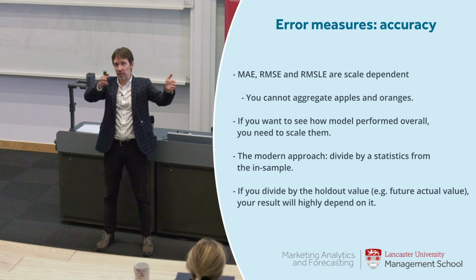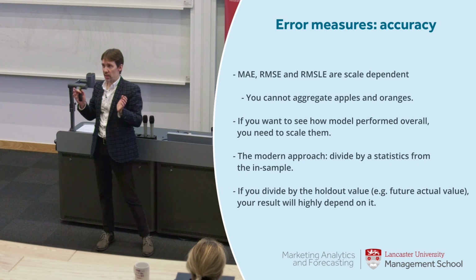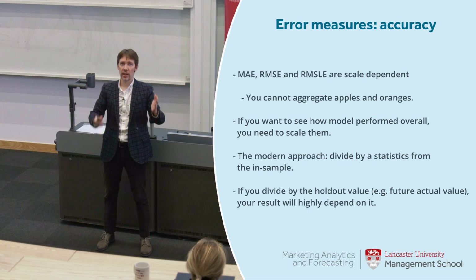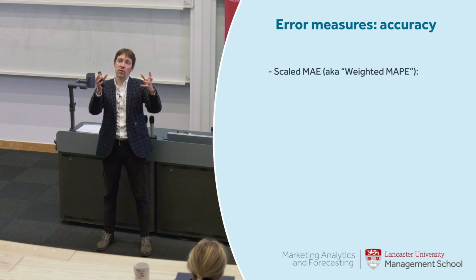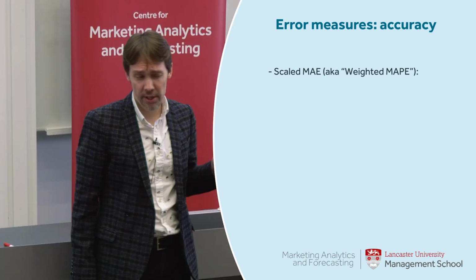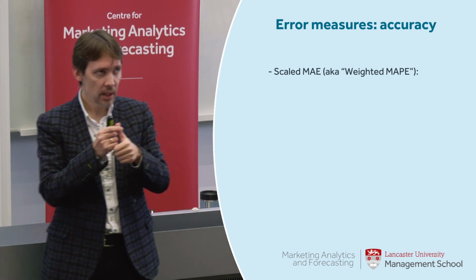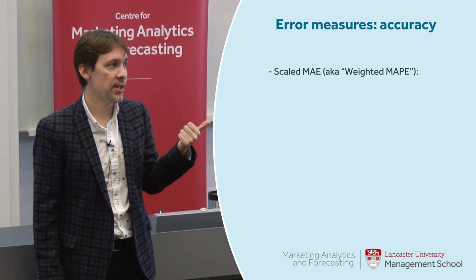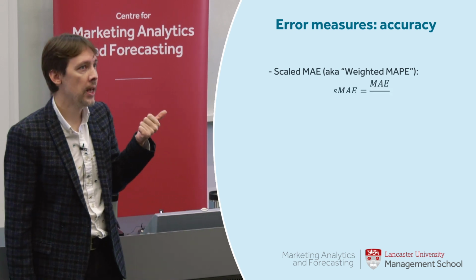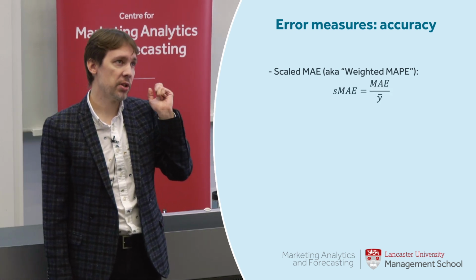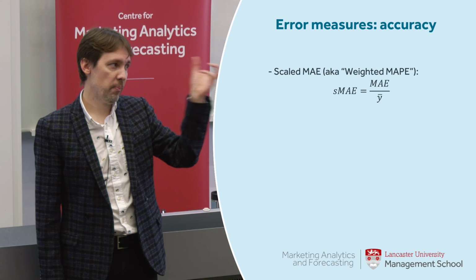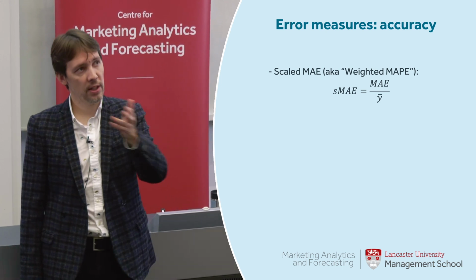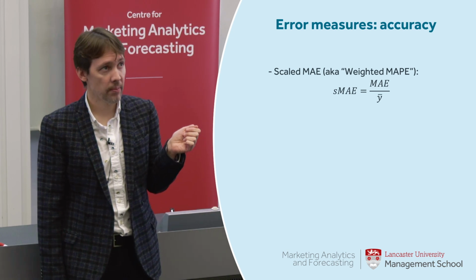So we have split into train set and test set, as we discussed in the previous video, and we calculate something based on our training set, and we use that to scale our error measures. Here are some examples. The first one is scaled mean absolute error, also known in practice as weighted MAPE. The idea is that you take mean absolute error from your method for your specific time series, and you divide it by the in-sample mean of the data.